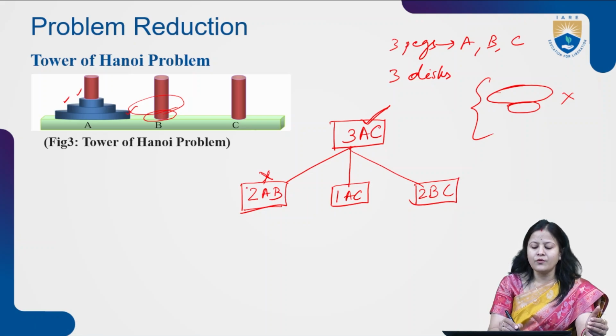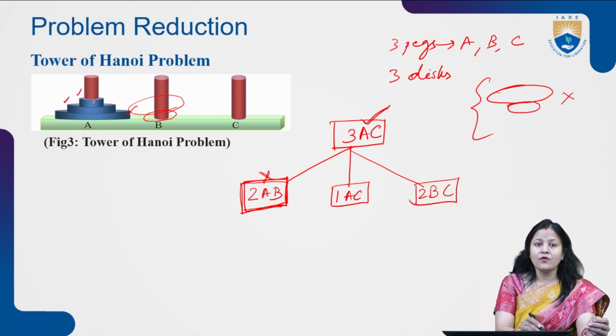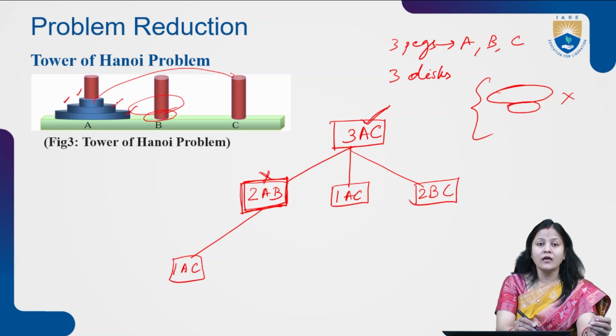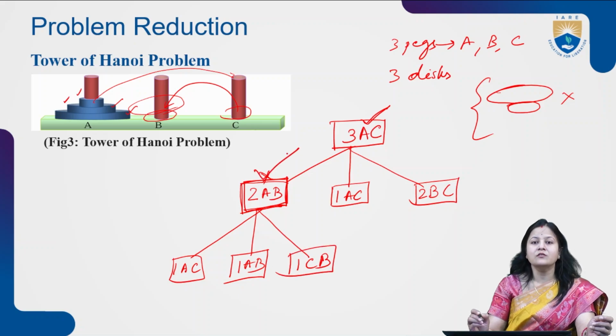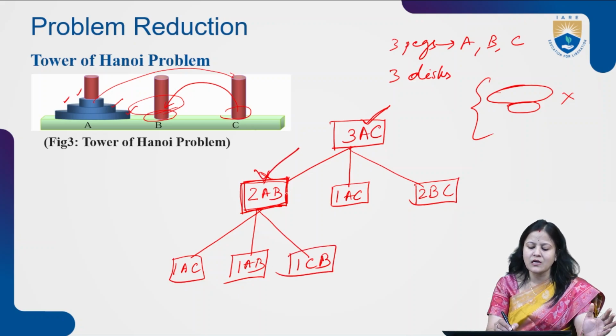So again, we have to divide this problem. We have to solve 2AB first. How to solve it? The smaller one from A, first I will transfer to C, from A to C. Now the second one, the middle one in A, I will transfer from A to B. After transferring the smaller one which I kept over here, I can keep it over the middle one. Then one from C to B. Then I hope we can achieve this goal 2AB.